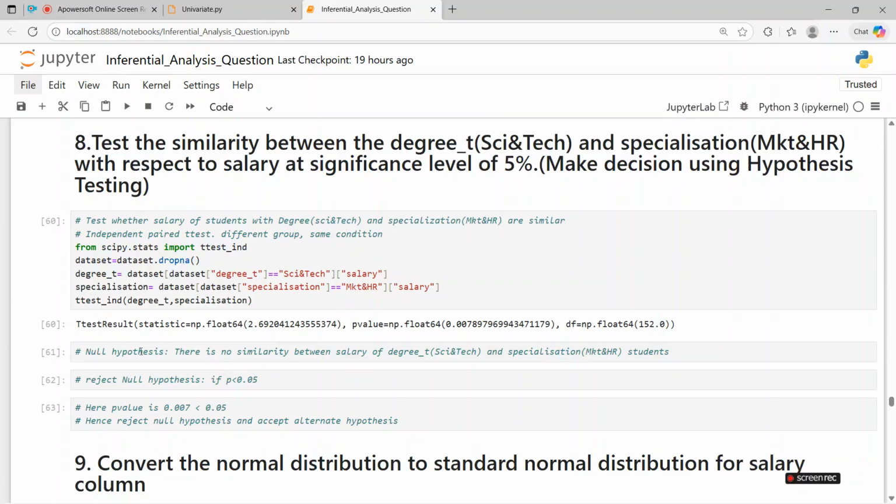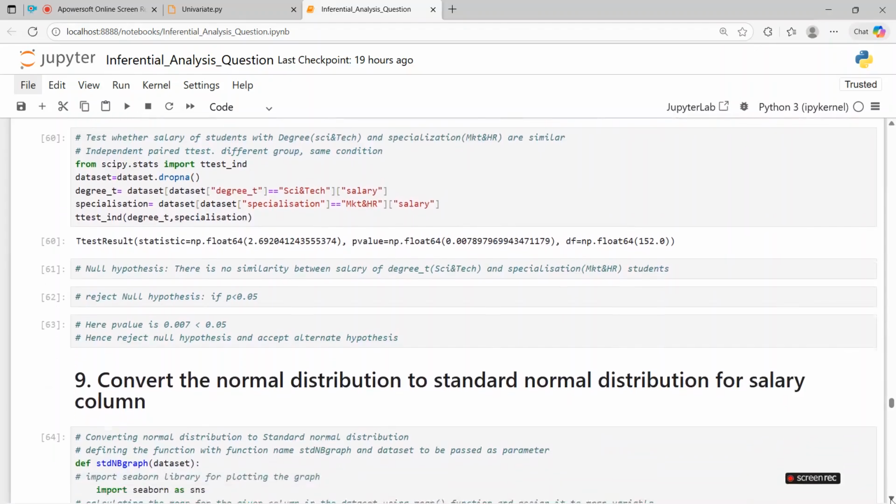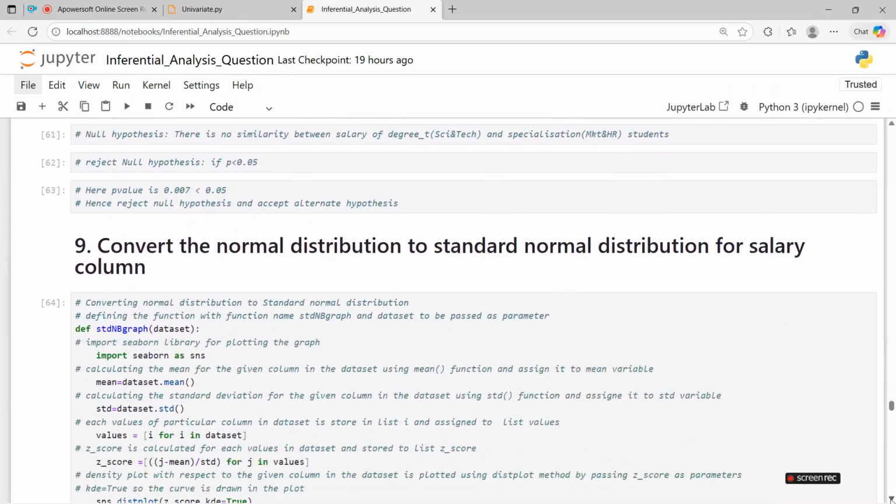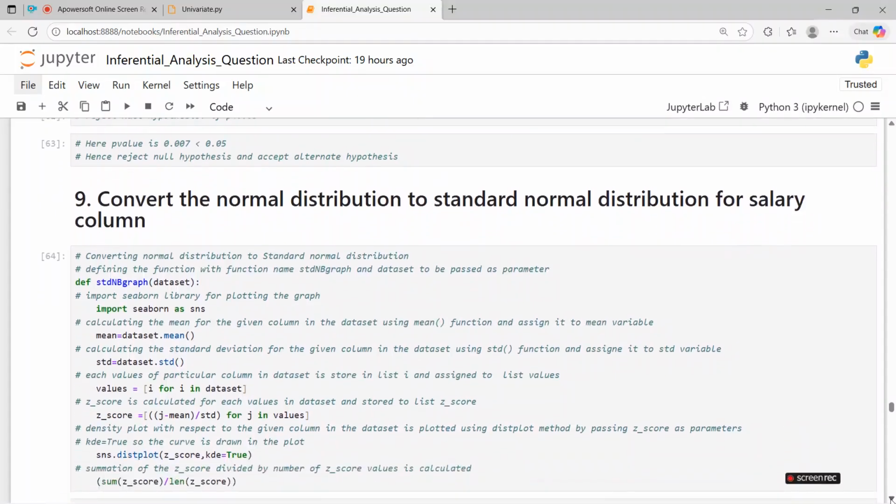So here we need to check the hypothesis testing. We have null hypothesis as there is no similarity between salary of degree T science and tech and specialization market and HR students. Here we will be rejecting the null hypothesis if p is less than 0.05. So here the p-value is 0.007, which is less than 0.05. So we are rejecting the null hypothesis and accepting the alternate hypothesis. That is, there is similarity between salary of degree T science and tech and specialization market and HR students.